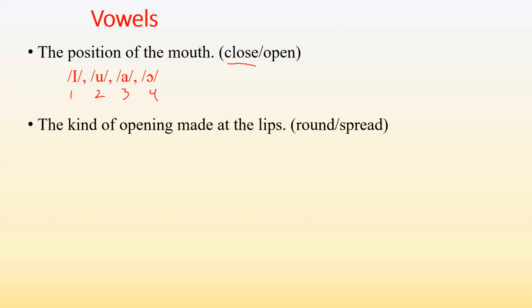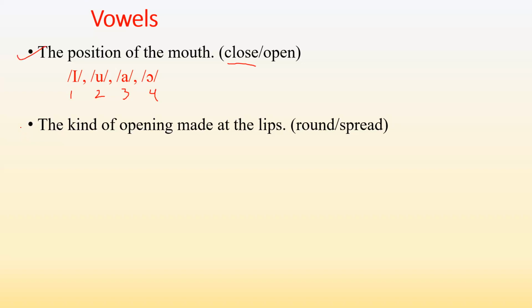E and U are closed vowels, which means the first and the second. And A and O are comparatively open vowels, because we need to open our mouth to produce the third and fourth sounds. Now, all these things are relative. We compare with the others only, and then we can get the idea. So that is about the position of the mouth.